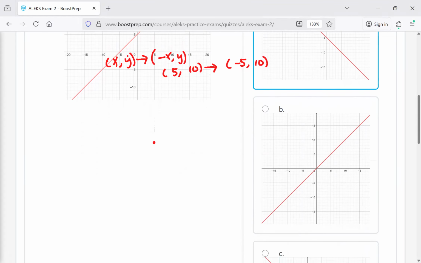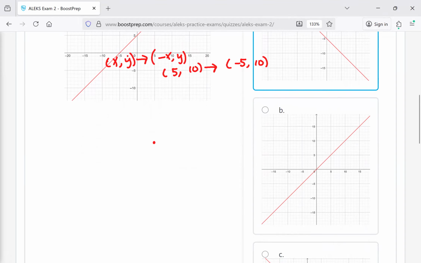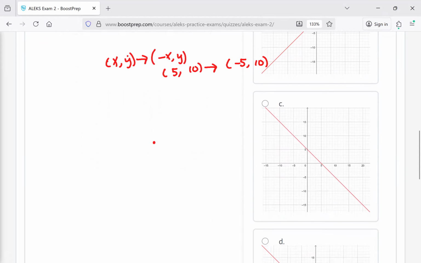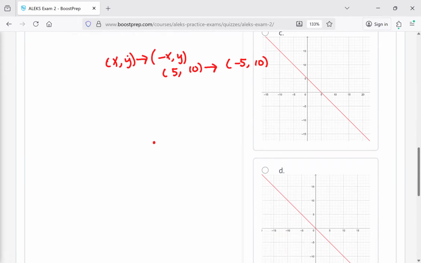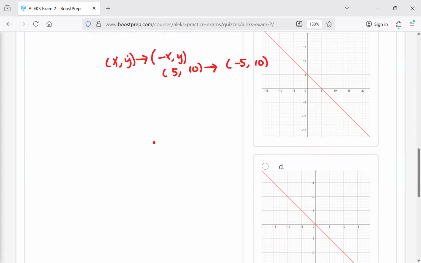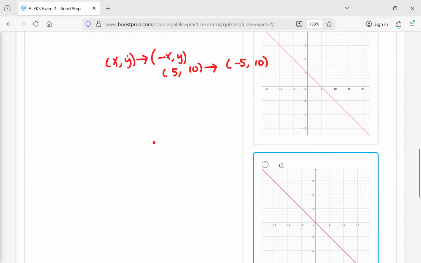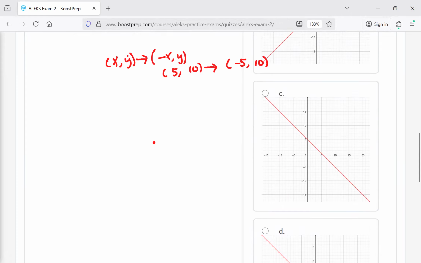Is it the second one? Not quite. -5, -10 should be right here. This one? No. -5, wait, -5, +10. Yeah, I think that might be it. Yeah, -5, +10. Let me double check the last one. No. -5 comma 10. No. So it looks like it's C.